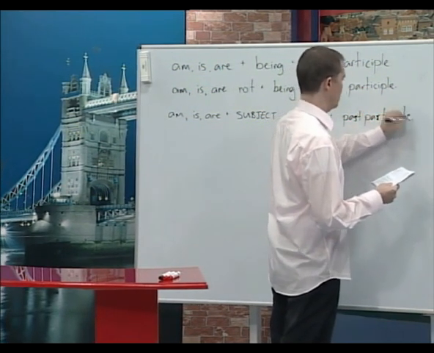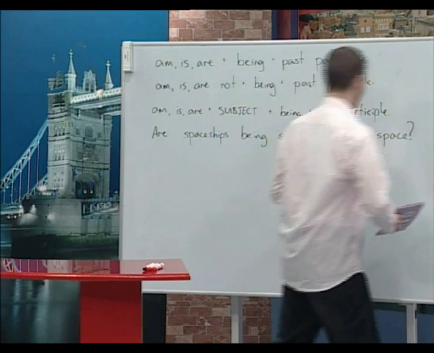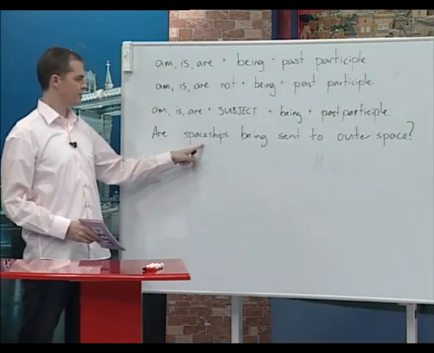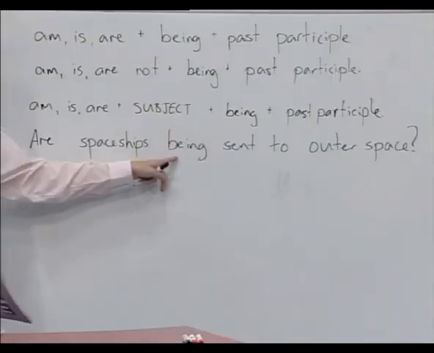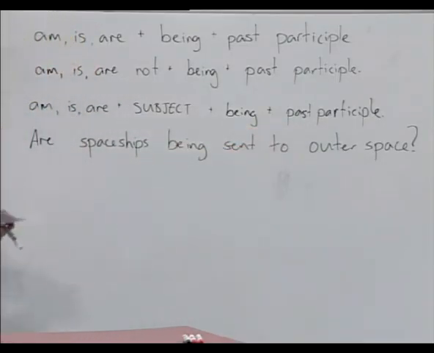Participle. Okay. For example, are spaceships being sent to outer space? We can see we have the am is are subject, spaceships, being, past participle, sent. Are spaceships being sent to outer space?